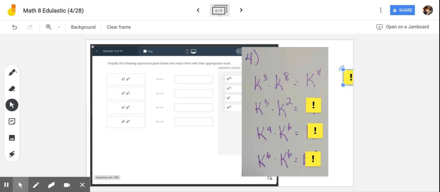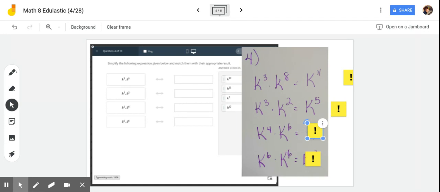11th. I have K to the 3rd times K to the 2nd raised to the second power. I keep my base k. I add my exponents, and I end up with K to the fifth. Okay, now I have k to the fourth times k to the sixth.